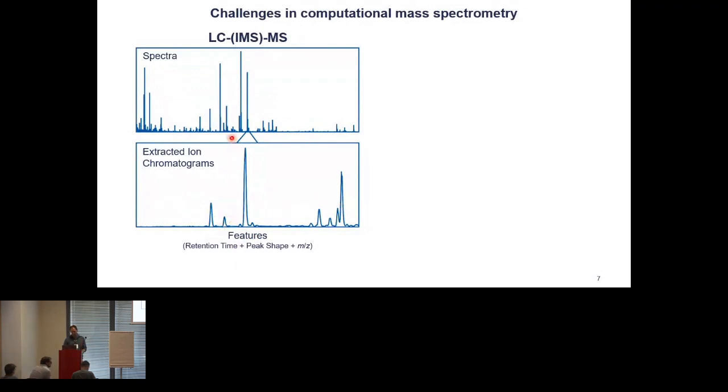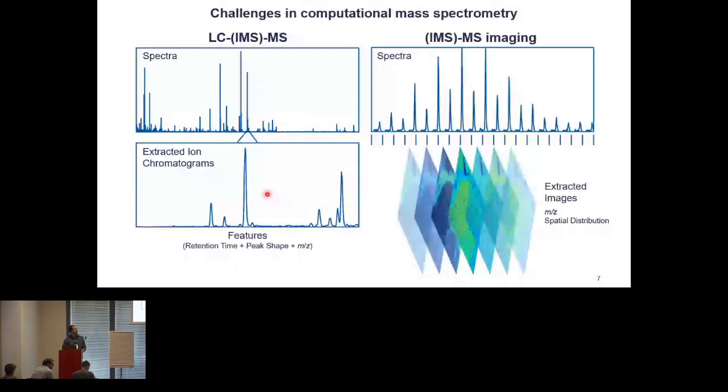On the other hand, in imaging data, we also have spectra. The spectra might be a bit more complex because there is no chromatographic separation, and we don't have the time dimension. There is no chromatography, so we don't have retention time. We don't have any features, but instead we have the spatial dimension, we have coordinates, and we have images. We can make extracted images for each of these masses. It's a totally different way to look at the data.